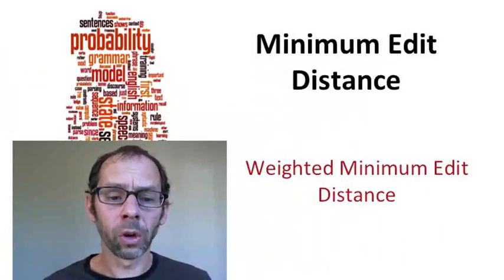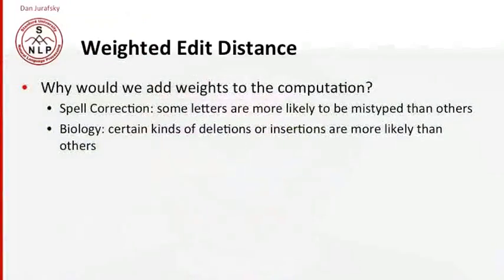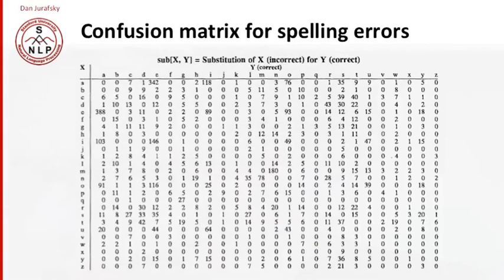Edit distance can also be weighted. Why would we add weights to the computation of edit distance? Think about particular applications. In spell correction, it's obvious that some letters are more likely to be mistyped than others, while in biology, because of the constraints of the subject matter, some kinds of deletions or insertions are more likely than others. So for example, in spelling, here's a confusion matrix for spelling errors.